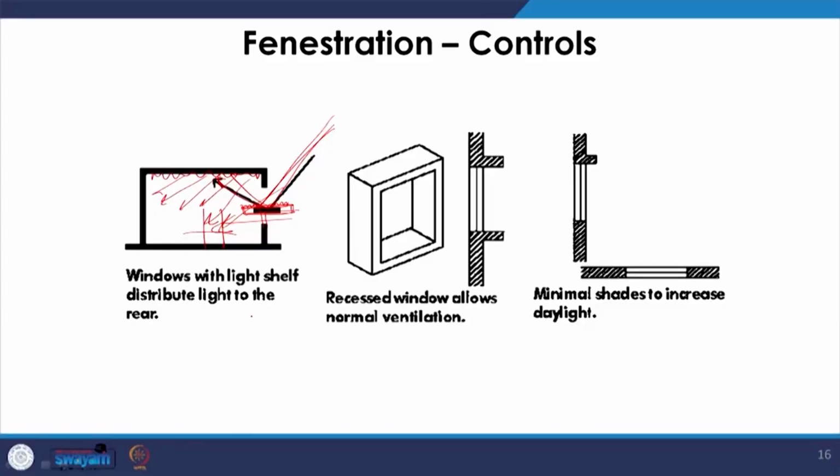In addition to that, we also have windows which are recessed. So, there is shading all around. So, there is a box type of shading and it helps to cut down on direct solar radiation. We can also have minimal shades, they also help in controlling the rains and at the same time in shading. So, depending upon the orientation and the sun path diagram, these shading devices can be designed.